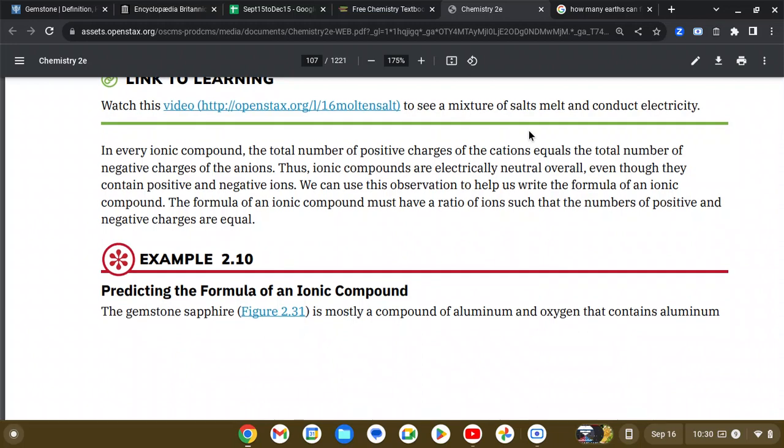In every ionic compound, the total number of positive charges of the cations equals the total number of negative charges of the anions. Thus, ionic compounds are electrically neutral overall, even though they contain positive and negative ions. We can use this observation to help us write the formula of an ionic compound. The formula of an ionic compound must have a ratio of ions such that the number of positive and negative charges are equal.